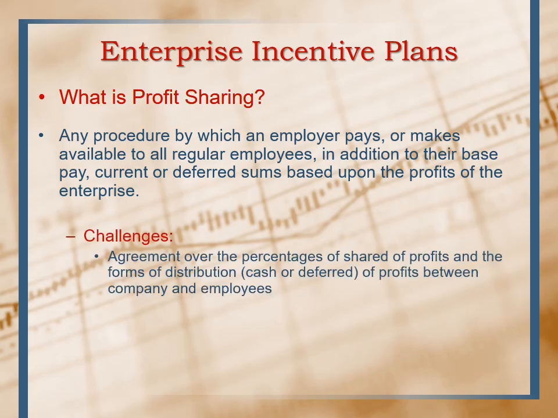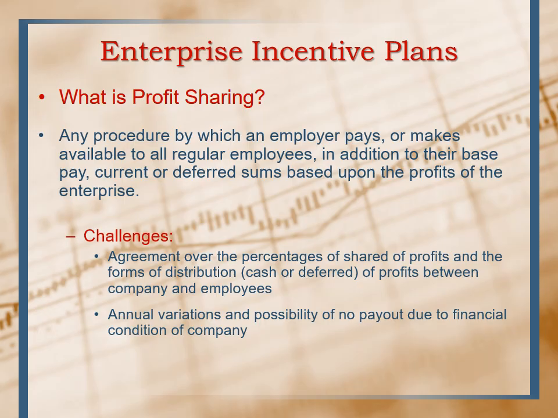Challenges to it: an agreement over the percentage of shared profits and the forms of distribution, whether cash or deferred, of profits between company and employees. How do we do this? Annual variations and possibility of no payout due to financial condition of company.